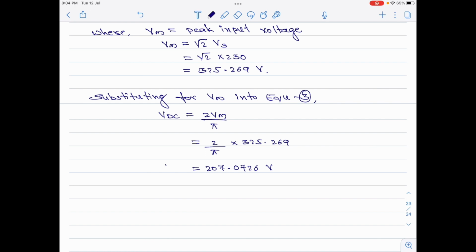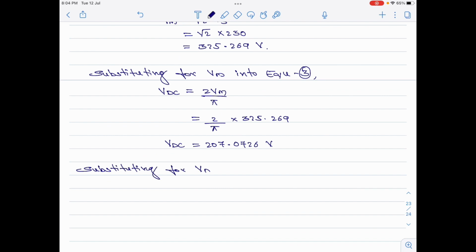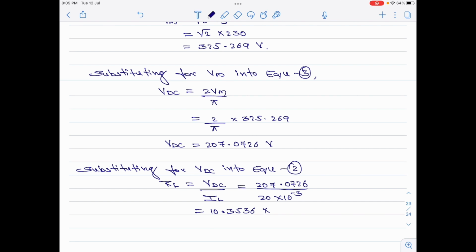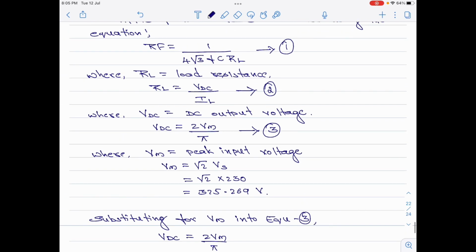Once we find VDC, now we can substitute back into equation 2 to find the load resistance RL. Let me rewrite equation 2 once again here. VDC is 207.0726. IL is given as 20 milliamperes. So the answer for load resistance is 10.3536 into 10 to the power of 3 ohms. Once we find RL, we can now substitute that back into equation 1, which is for the ripple factor.